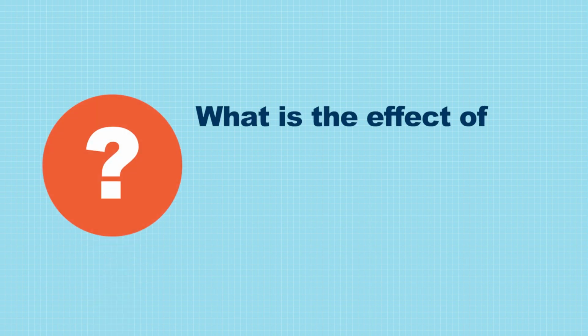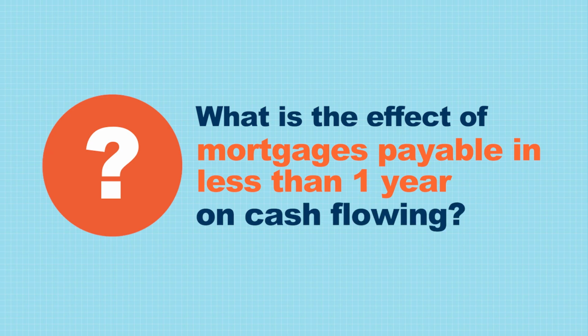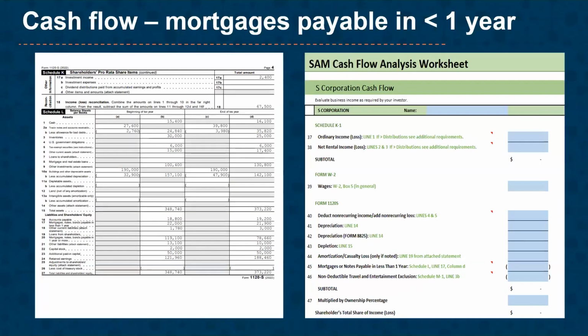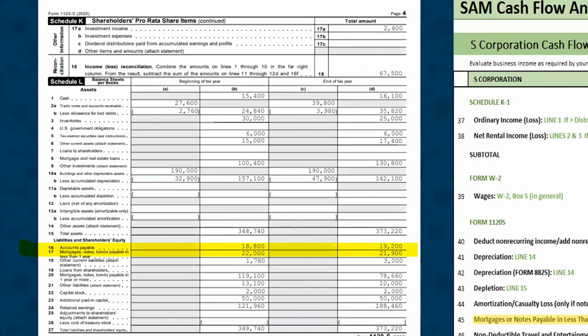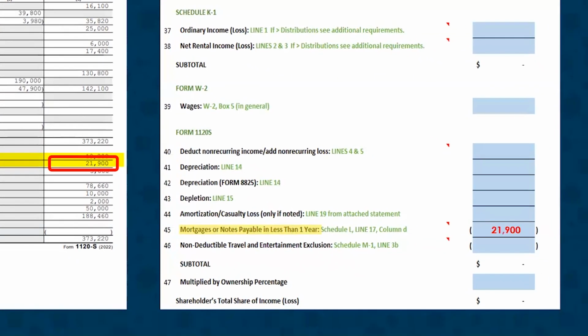What is the effect of mortgages payable in less than 1 year on cash flowing? The worksheet indicates that mortgages or notes payable in less than 1 year can be found on Schedule L, line 17, column D. Looking at line 17 at the end of the year, we see the amount of $21,900. $21,900 should be deducted from the worksheet.